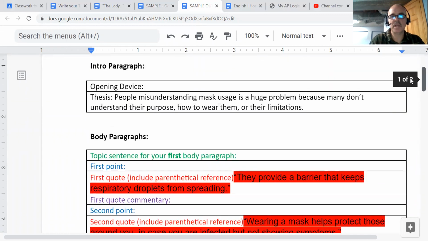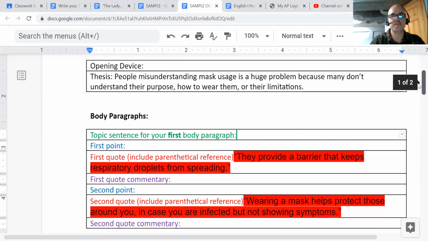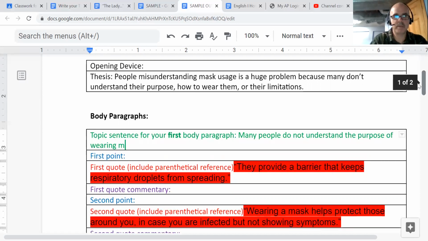Okay, so next what we want to do is figure out, for each one of these body paragraphs, how do we write a topic sentence, and then how do we introduce our first point, and then after the quote, give some commentary on it. All right, so let's work through that. So the topic sentence for this is really just reiterating the first part of your blueprint thesis. The first part was, again, about understanding their purpose, right? So just something straightforward like, many people do not understand the purpose of masks, right? Okay.